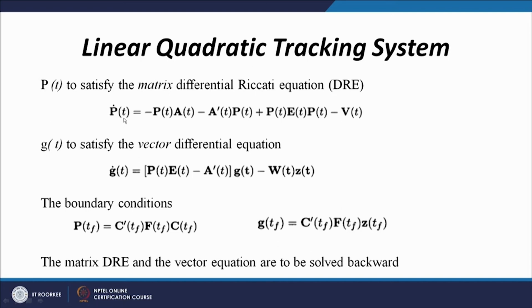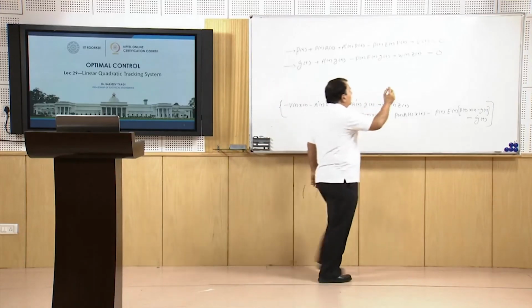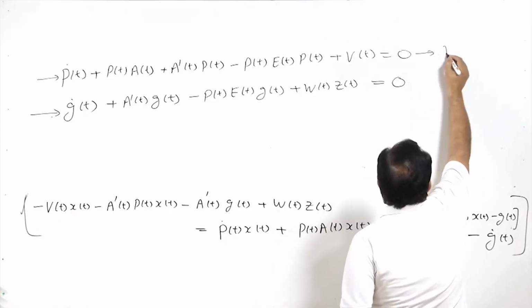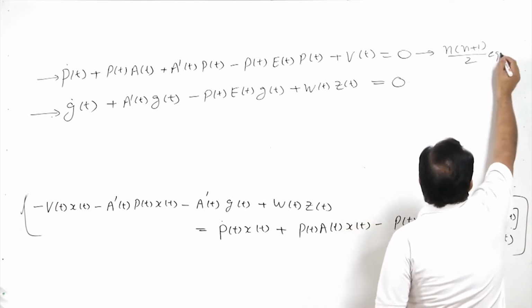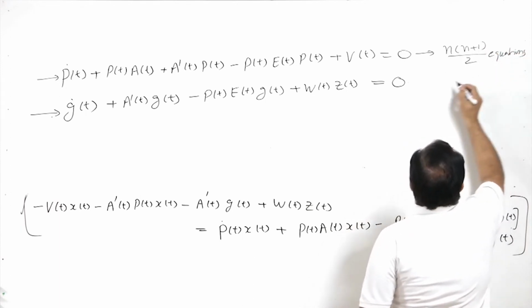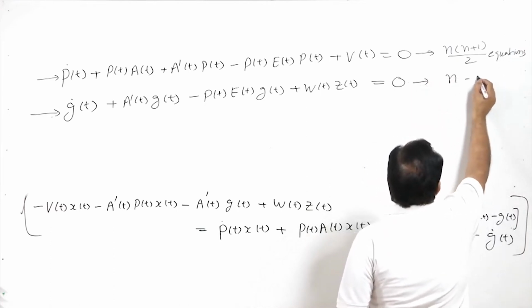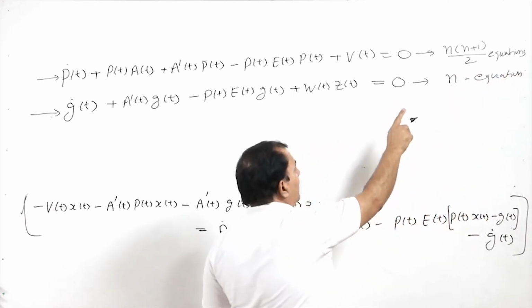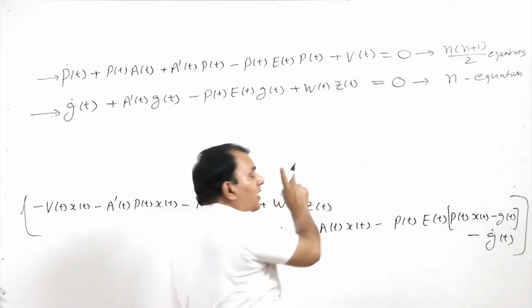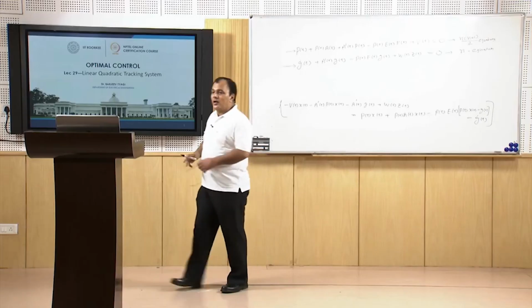Because P is a symmetric positive definite matrix, this gives me n into n plus 1 by 2 equations, and this gives me n equations. So, this n into n plus 1 by 2 plus n equations I have to solve.